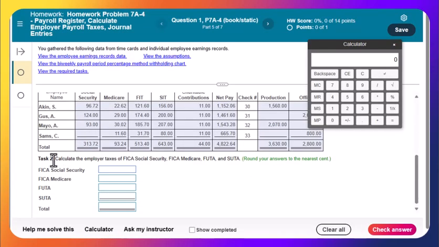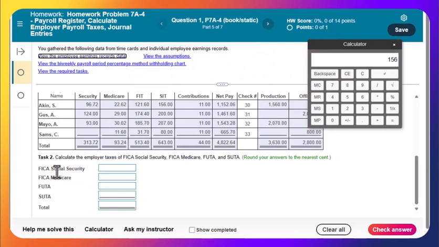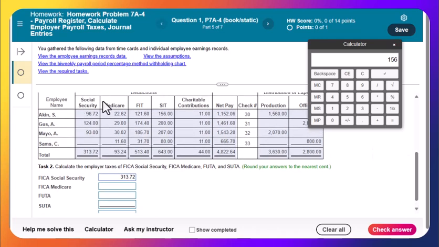So task 2 is to calculate the employer taxes of FICA Social Security, FICA Medicare, FUTA, and SUTA. Round your answers to the nearest cent. So we can go ahead and close out this table here. So for FICA Social Security, it'll be this total here, $313.72, and I can scroll up a tiny bit here so you can see that that is the deduction there. And for the Medicare deduction, move this 93.24 right here.